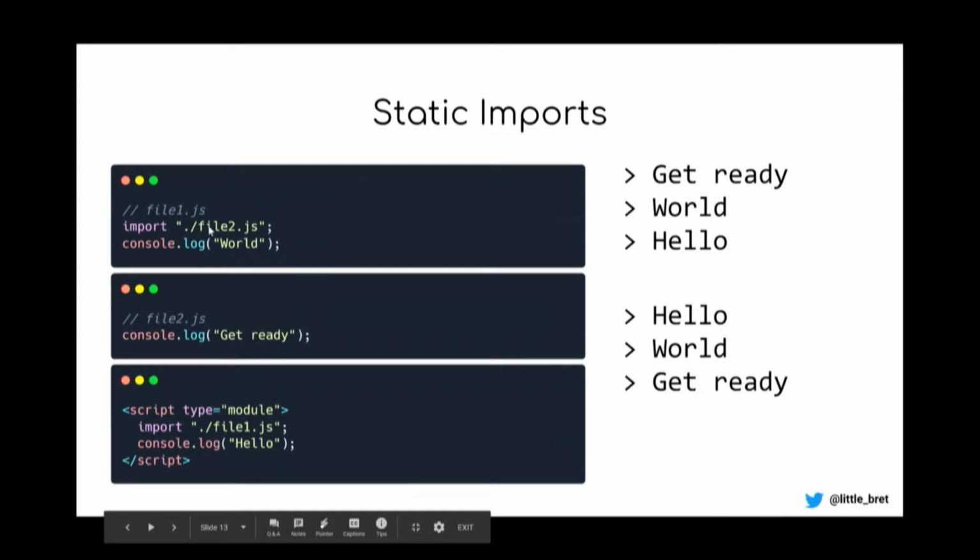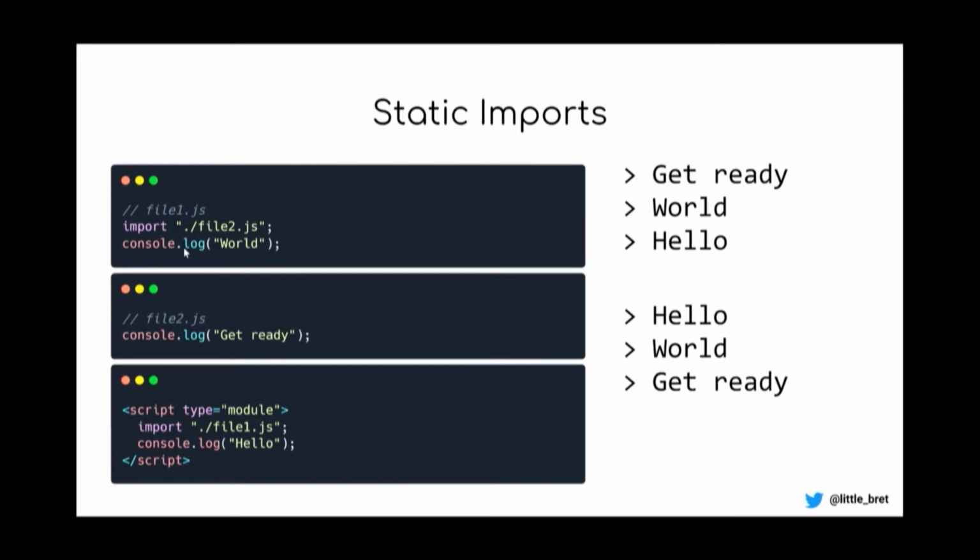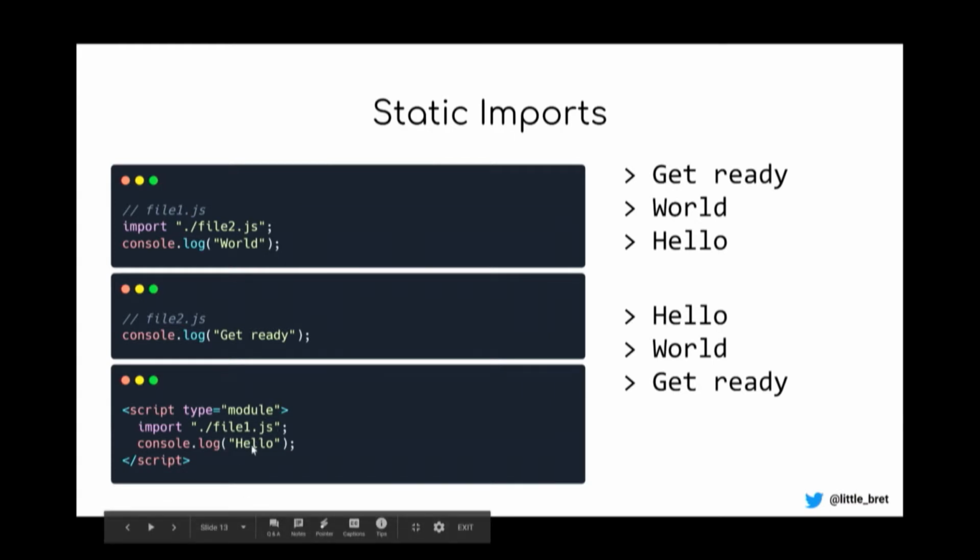We come up here to file 1. Before we can evaluate console log world, we must evaluate file 2. So we go to file 2. Then we print out get ready. So actually, it's the first one. The first thing printed out is get ready. Then we pop up the import stack to this file 1, log world, and then once that's imported, we can log hello. Does that make sense?